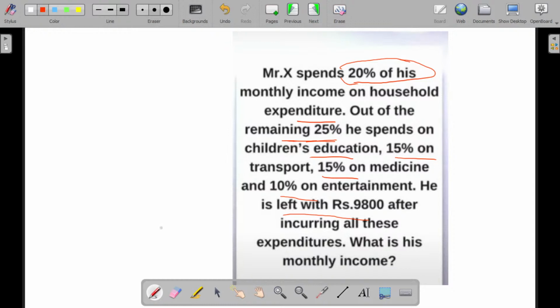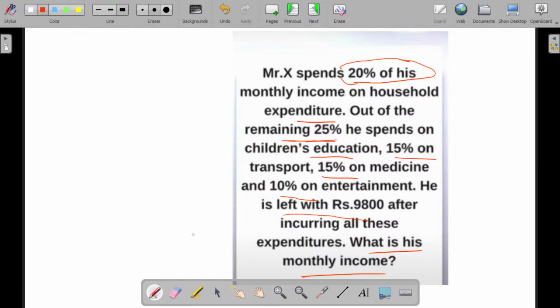Okay, guys, please mention in the chat box what is his monthly income. He spends 20% of his monthly income on household expenditure, then out of the remaining, 25 percentage he spends on children education, 15% on transport, 25% on medicine, and 10% on entertainment. So he's left with 9800.